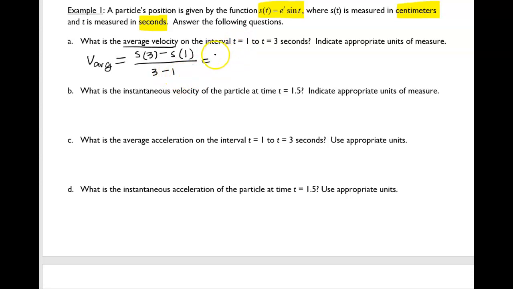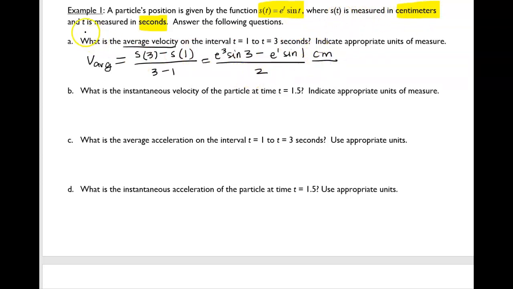So this is going to be e cubed times sine of 3 minus e to the first sine of 1 all over 2. And then for the units, pay attention, I had s on top. So I'm going to look at my s units. My s was measured in centimeters.